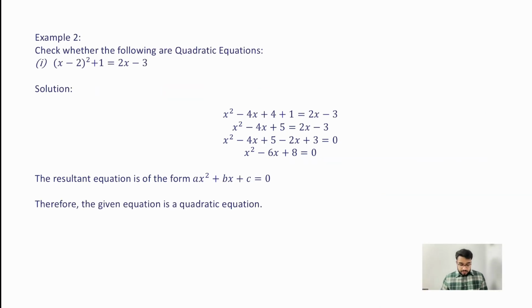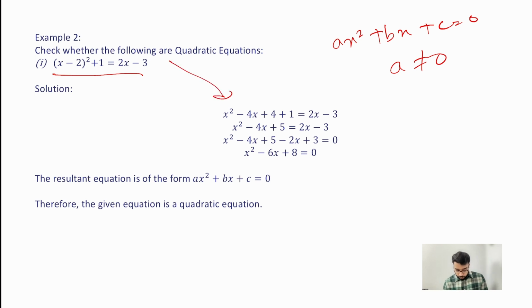Now moving on, we have another example. This is also a question that might come in your exams. It says, check whether the following are quadratic equations or not. What we have to do is open this equation and check if it is of the form ax square plus bx plus c, and a is not equal to 0. So we write this equation here and open it: x square minus 4x plus 4 plus 1 is equal to 2x minus 3.